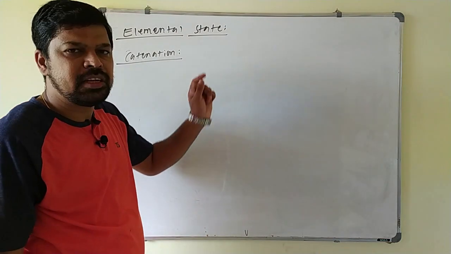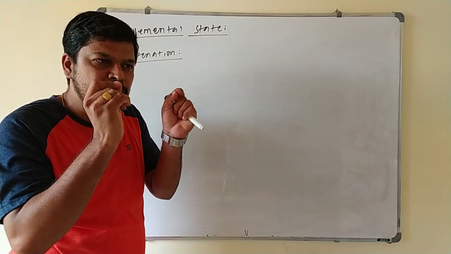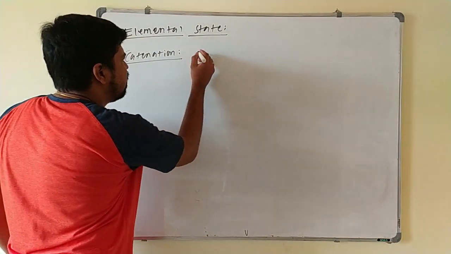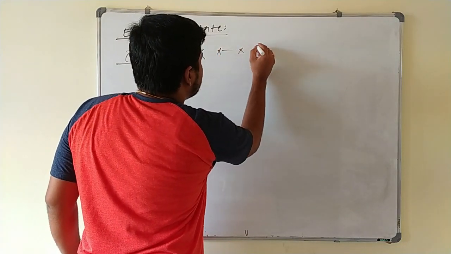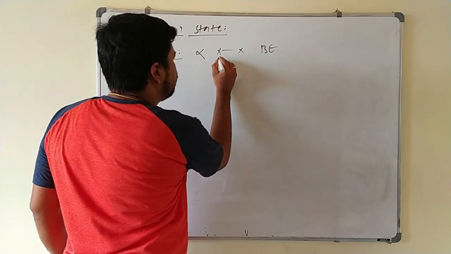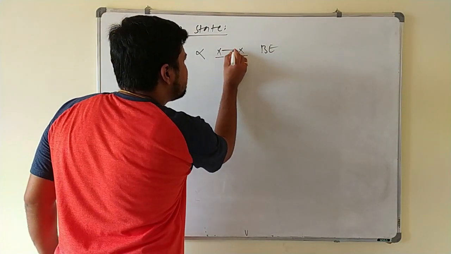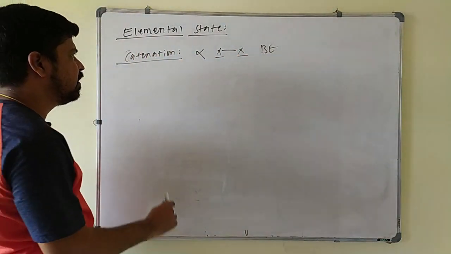Okay, this catenation property depends on what? The bond energy between the two atoms that are undergoing self-linkage here. So I will write catenation. It is directly proportional to the X-X bond energy. These are the two atoms which are undergoing catenation here. If this bond energy is more, those atoms have more catenation property here.